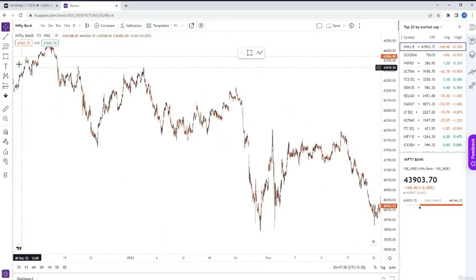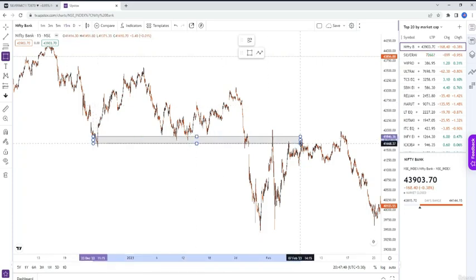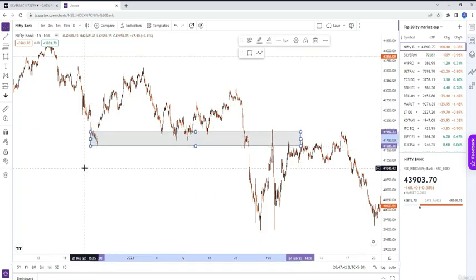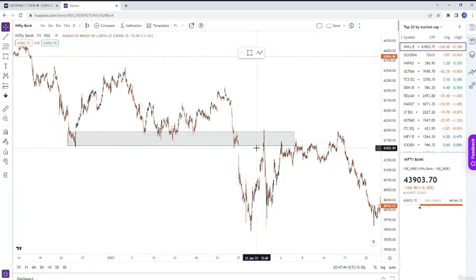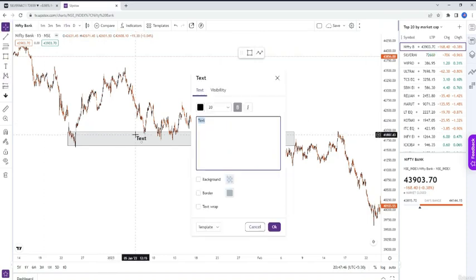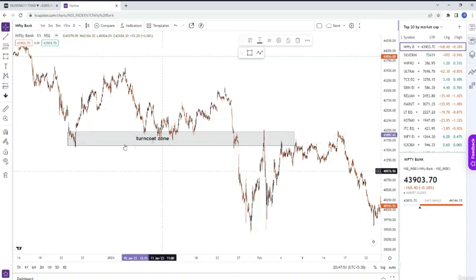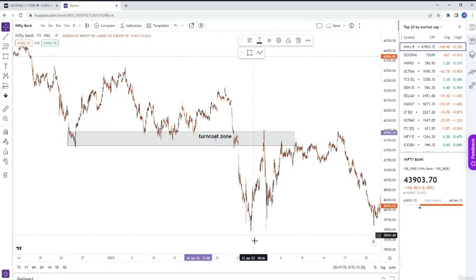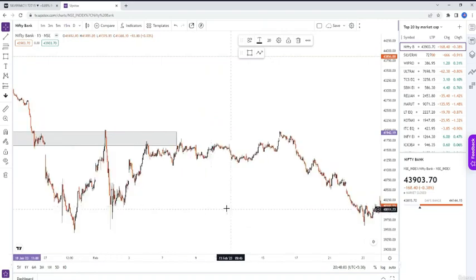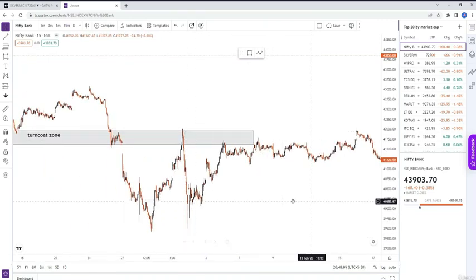Here you see, this is a recent example which we traded. The market was taking multiple supports in this area, and this is my turncoat zone. When the market came to my turncoat zone and broke, I expected downside momentum on the first retest. And you see this is a very good, extreme downside momentum. In a couple of candles we reached here.